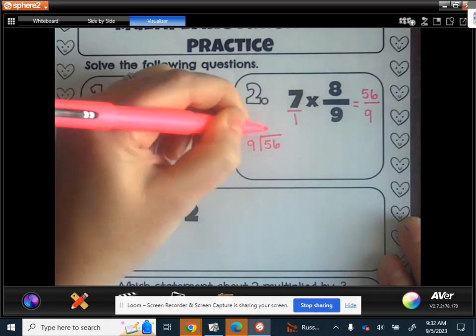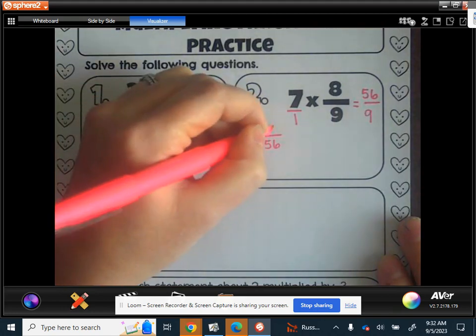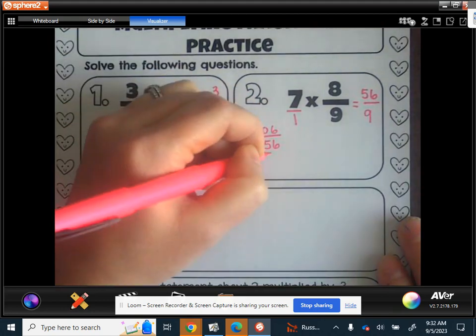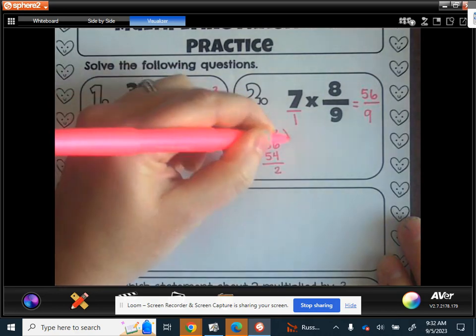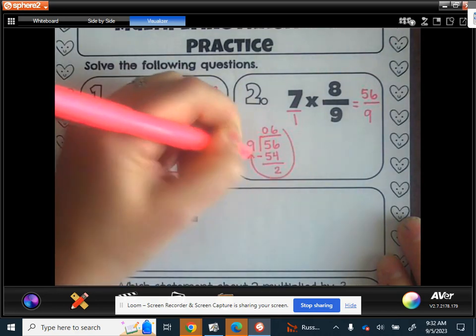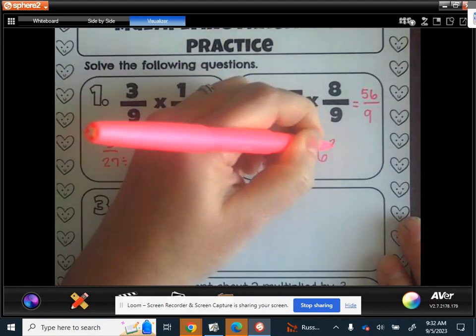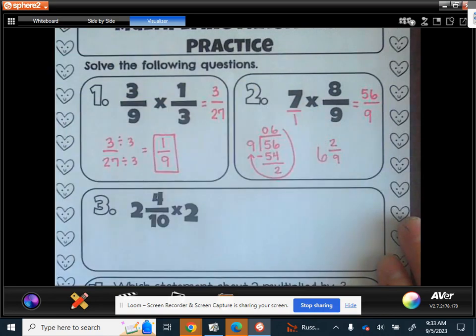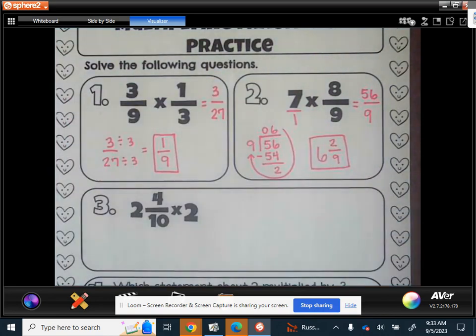9 is too big to go into 5, but it does go into 56 6 times, because 9 times 6 is 54. We subtract and we have 2 left over. So remember that you can draw this arrow around to remind you that your answer starts with the 6 and then goes down to the 2 and ends with the 9. So 6 and 2/9 is our answer for that one.